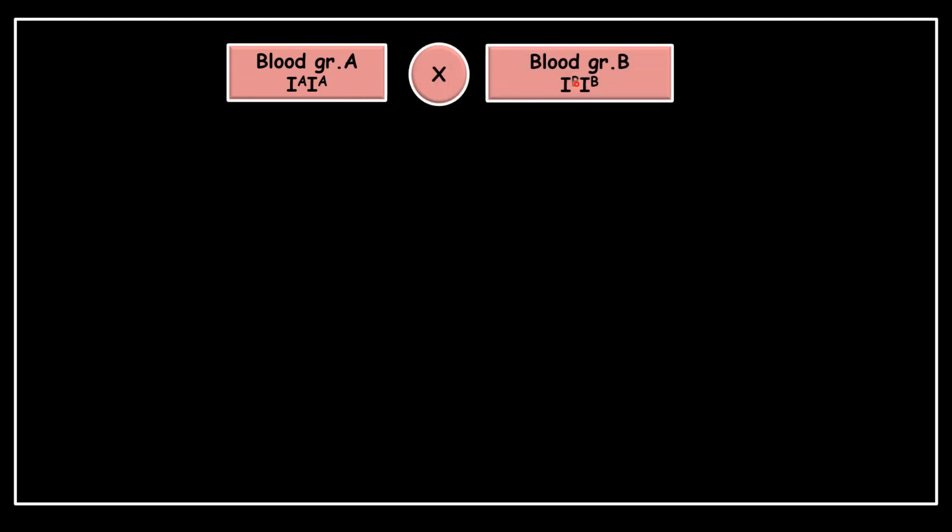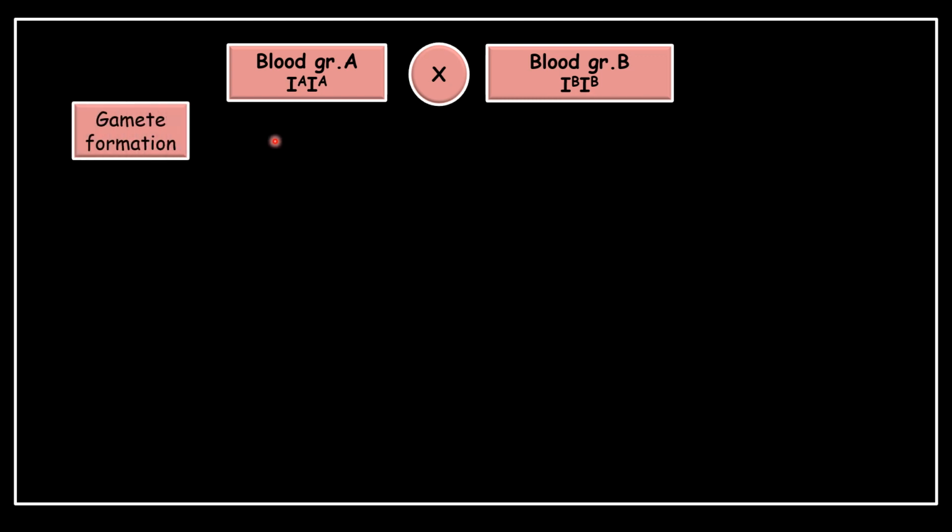Now let us take one more example of codominance, which is found in human blood group. In humans we have the ABO blood group system. Here what we are doing is crossing a male having blood group A with a female having blood group B. Now here, as blood group A is pure, the genotype is IA IA. In blood group B, since it is pure type, it has genotype IB IB.